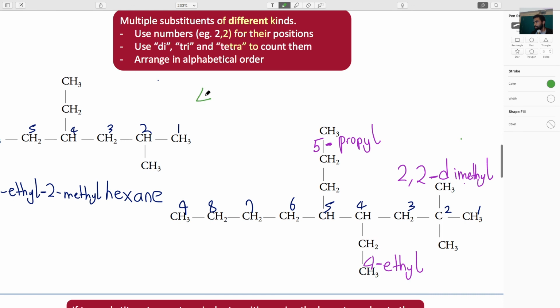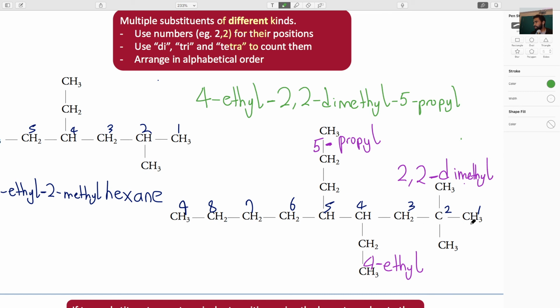So our final name then will be, we start with the eth. So we say 4-ethyl. We put a hyphen, and we go with the meth then. So 2,2-dimethyl. And finally, we have the prop. That's 5-propyl. And then we have the rest of it. Here we have 9 carbons, it seems, which is nonane.